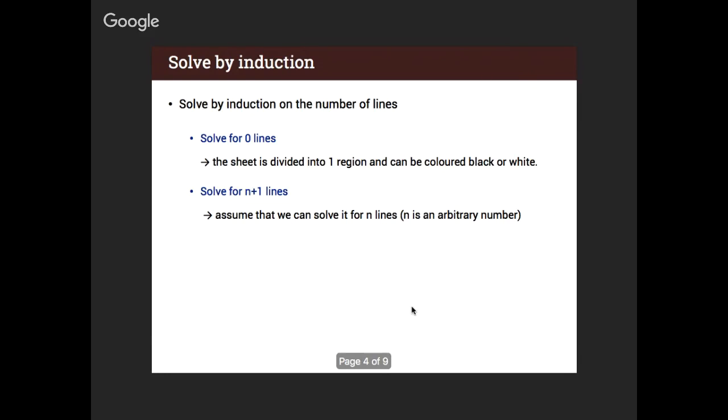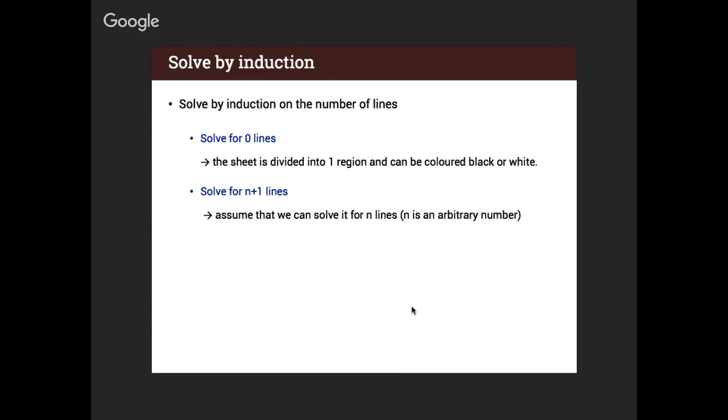We're going to use induction on the number of lines. So, we're going to assume that it works if I have n lines, and then if I add the extra line, n plus 1, I'm still going to be able to do it.